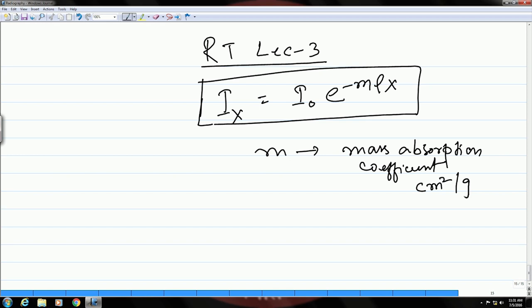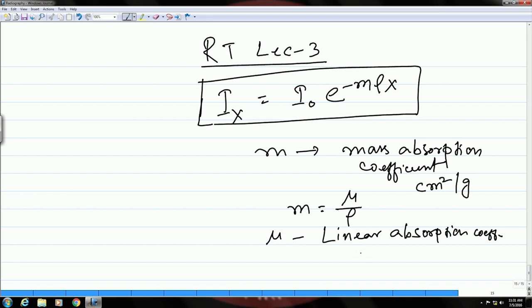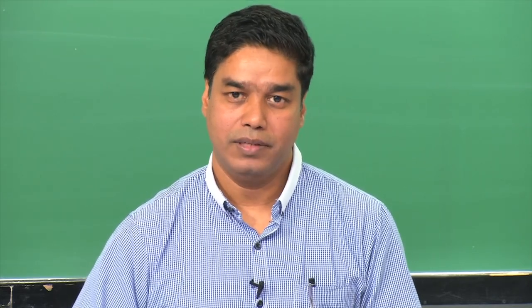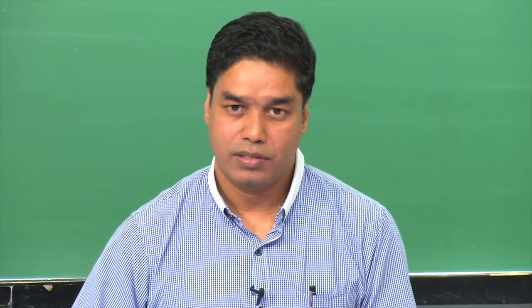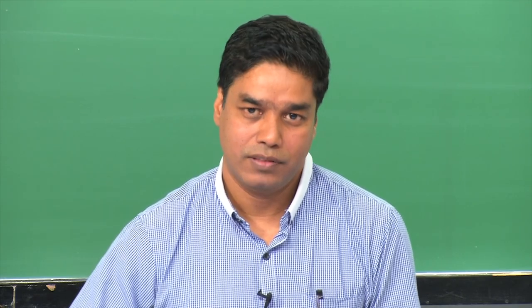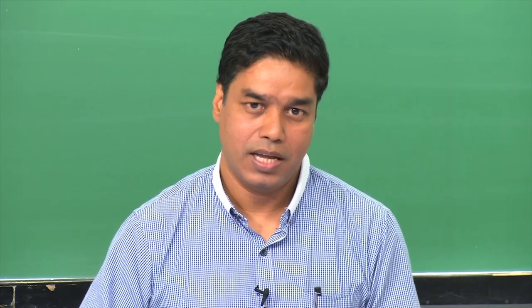centimeter square per gram, and we have also seen that AM is equal to mu by rho, wherein mu is the linear absorption coefficient, and the unit for mu is centimeter inverse. Okay. So, this is the equation which governs radiographic testing. And then we also saw the different kinds of atomic scattering events which lead to attenuation of the X-rays or their absorption. And today we will continue on this, and now we are going to see how X-rays are used to do radiographic testing and form the image.